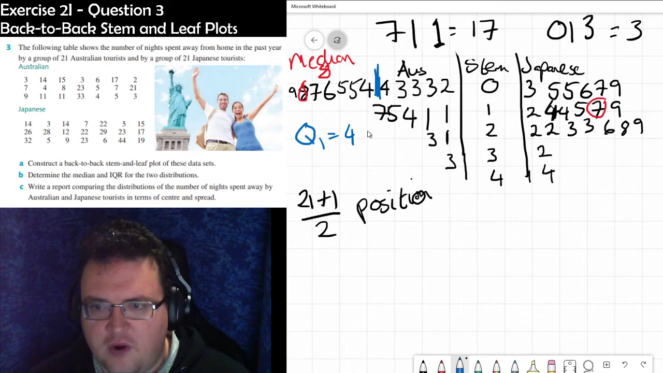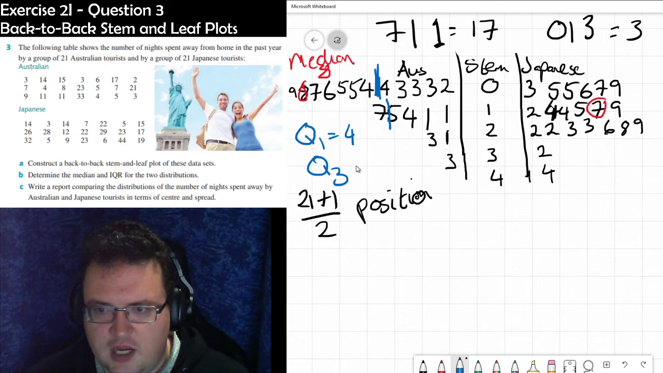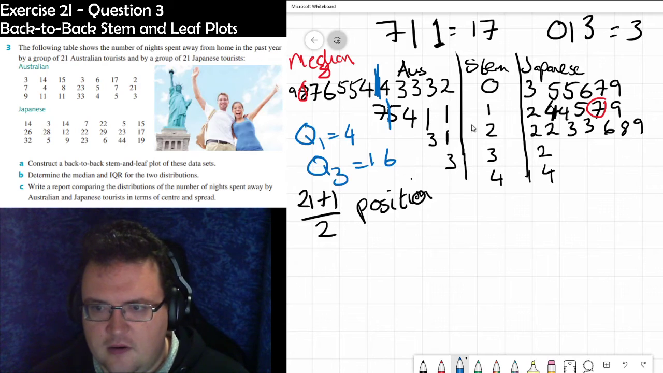And then for Q3, it's going to be the top half of my data, and it's going to be halfway between those. So I'm going to need to find the 5th and 6th number here. So 1, 2, 3, 4, 5. 5 and 6, so it's going to be between 15 and 17. Well, that makes it nice and easy. Q3 is equal to 16.